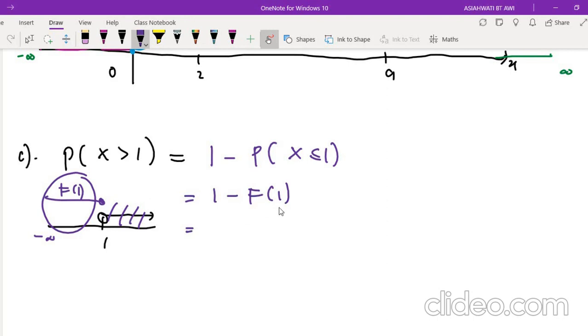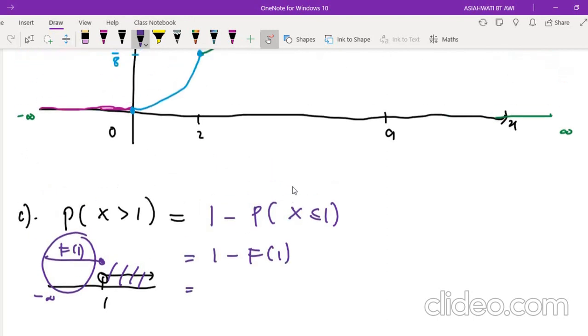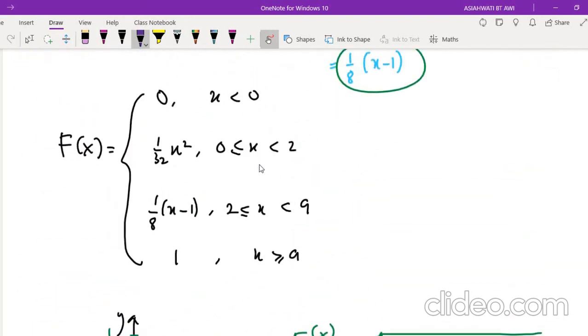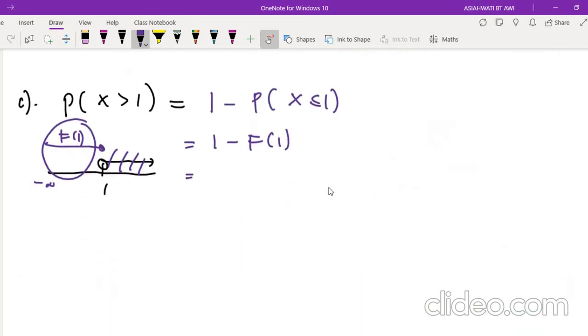Find the value of F(1) from the piecewise function. 1 lies in the interval from 0 to 2, so we take the function 1 over 32 x squared and substitute 1 into it. So 1 minus 1 over 32 times 1 squared, which is 1 minus 1 over 32, equal to 31 over 32.